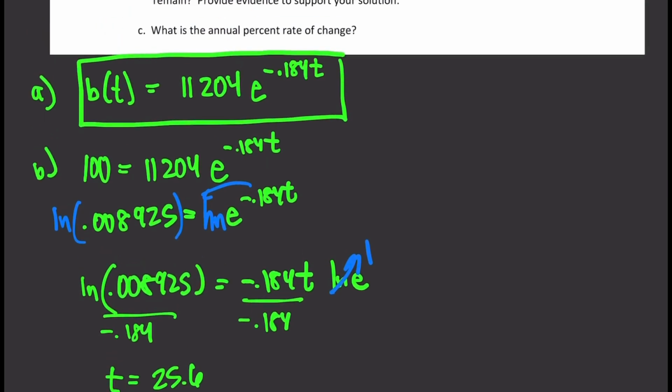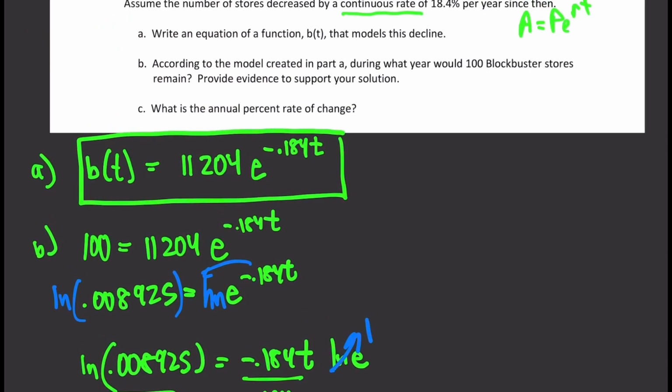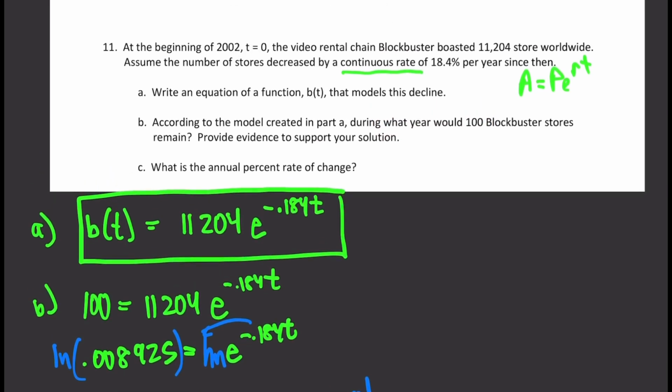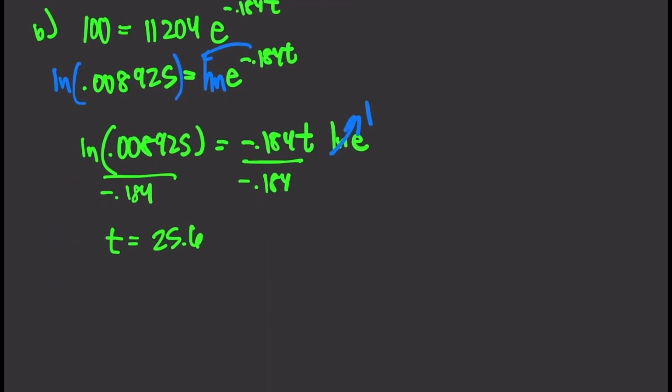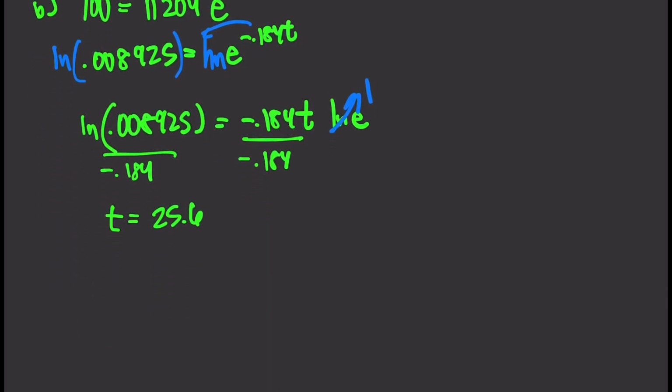Again, pay attention to the wording here. It says during what year. So it doesn't say how many years. So we're starting at 2002. So I want to find a specific year. I'm going to take 2002 and add 25. Remember, I'm not adding 26 because it's still in the 25th year. So obviously that's going to be 2027.